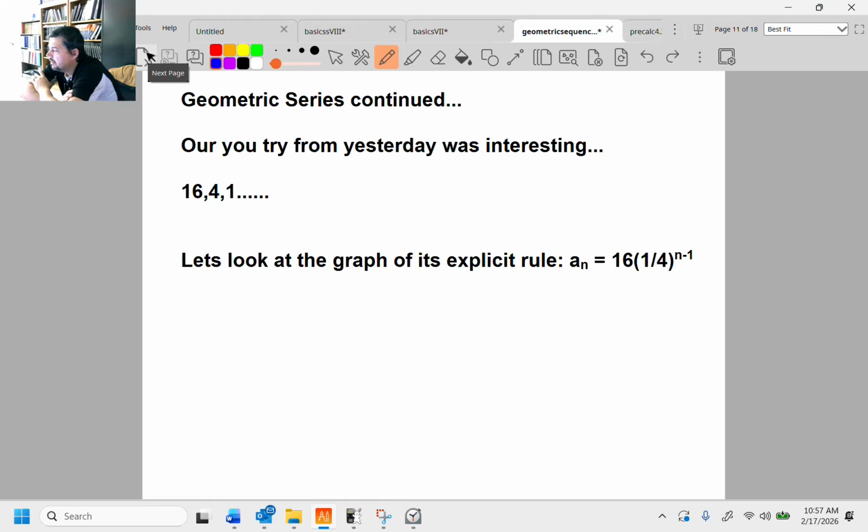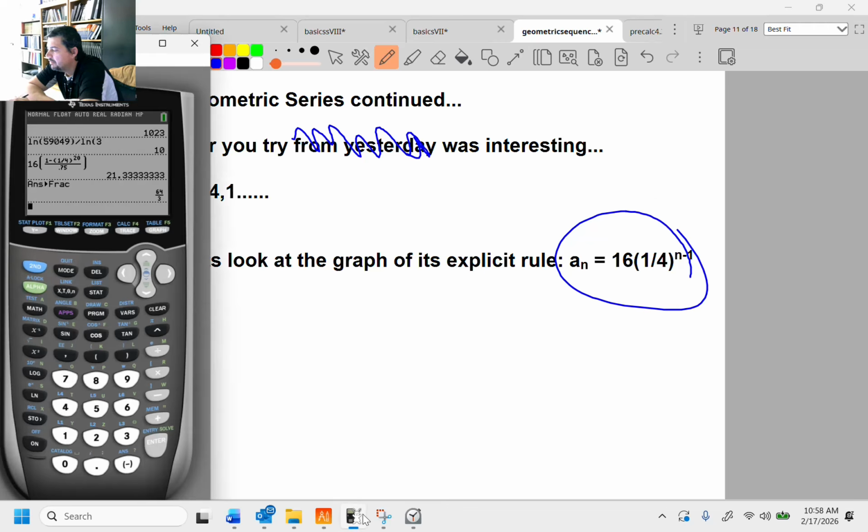Why have I got this in here? Our U try from yesterday was interesting. Oh, because it was decreasing. And this may or may not be the same one. Yeah, because these notes are a little bit off. But anyways, our U try was interesting. Let's look at the graph of the explicit rule and see what's happening, because I'm about to teach you about converging and diverging series.